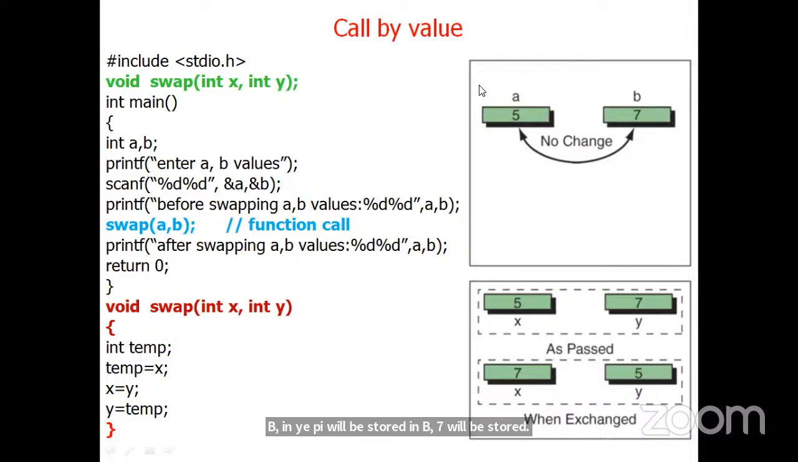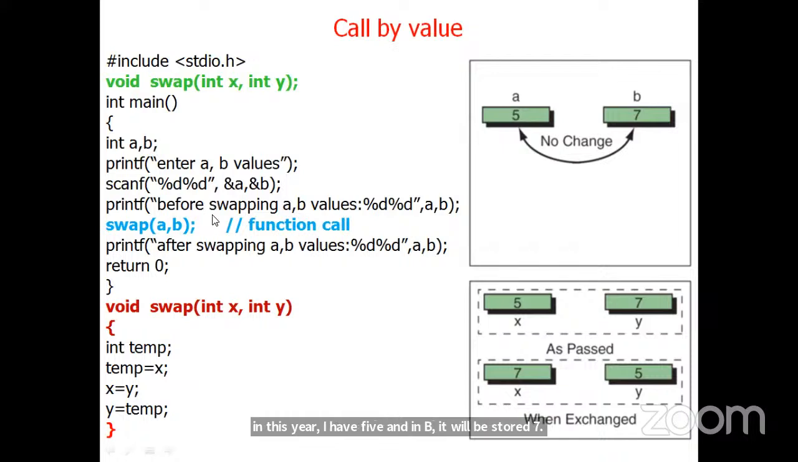What is swapping? Swapping the two numbers means interchanging. In place of a, b will come. In place of b, a will come. That's swapping, it means interchanging. That's it. So enter a, b values. In this a, I have 5, and in b, 7 will be stored.